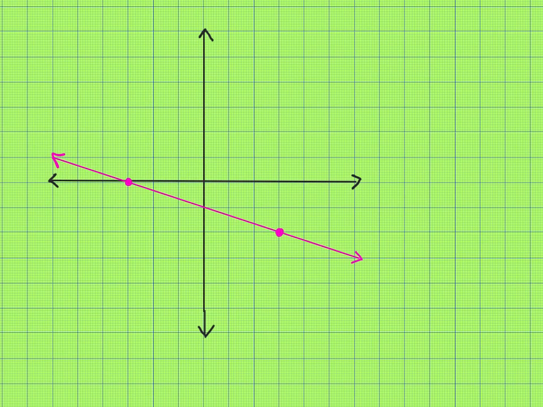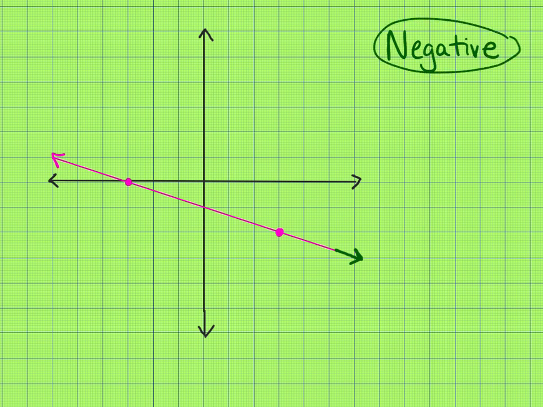Now looking at this next graph, from left to right, if we look at what happens as it goes to the right, it's going down. That tells us that we have a negative slope because the line slants downward to the right. Now we want to find the slope, which is rise over run.